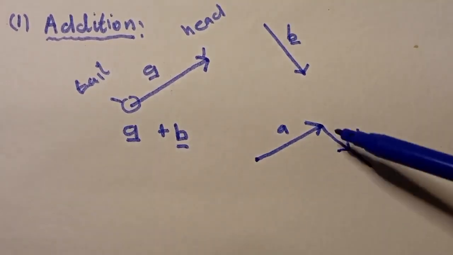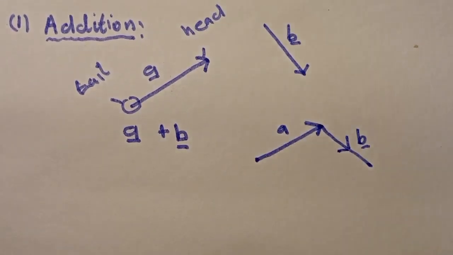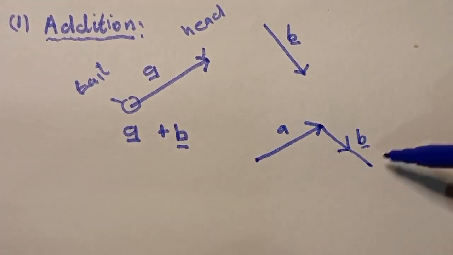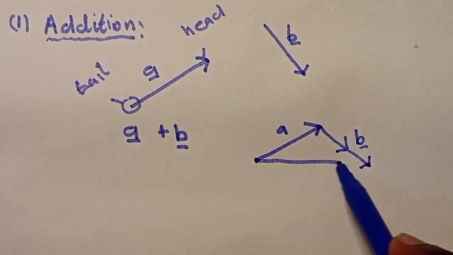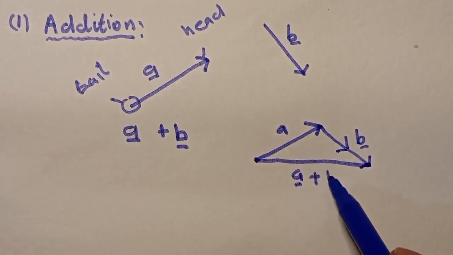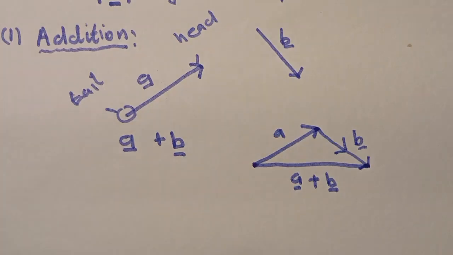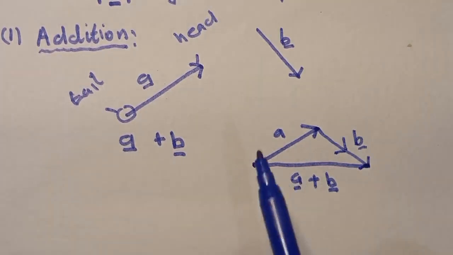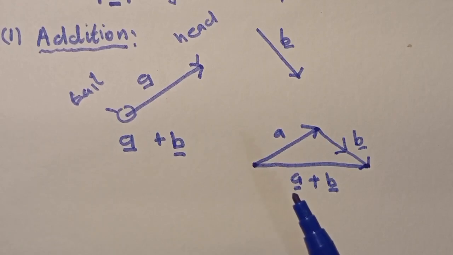So after you've connected the head and the tail of the vectors, you are now going to join the head of vector B, which is this one here, with this. So this new vector that we have here is what we call vector A plus B. So addition is very simple. The rule is that you just need to connect the vectors head and tail.